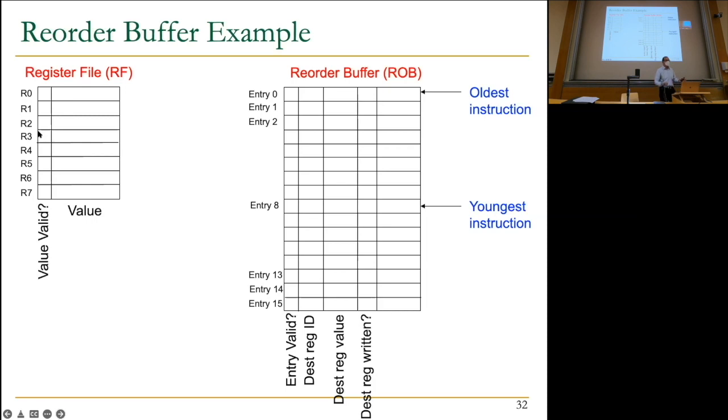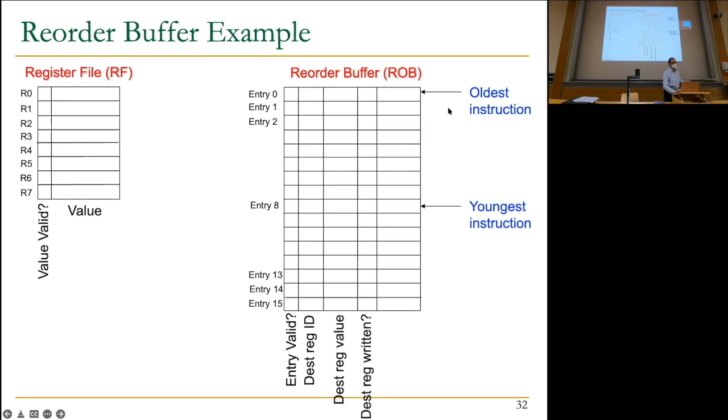In all other cases, there's some instruction that's going to write to that register. It hasn't written to the register file yet. As a result, this valid bit is 0. As a result, you cannot trust this value. In that case, you search the reorder buffer. So let's take a look at how we search the reorder buffer.